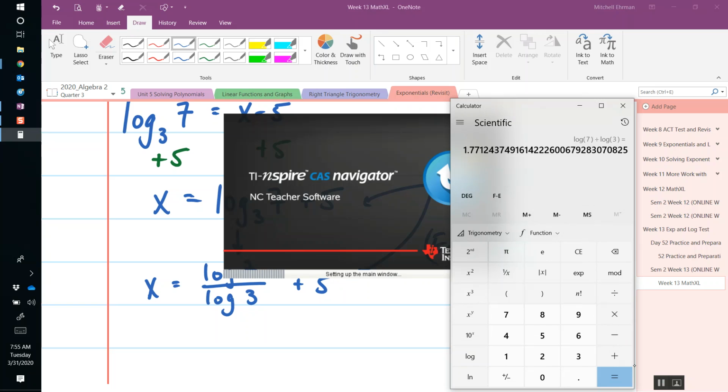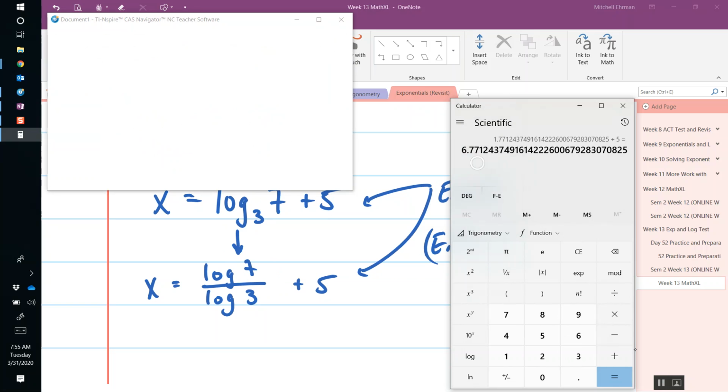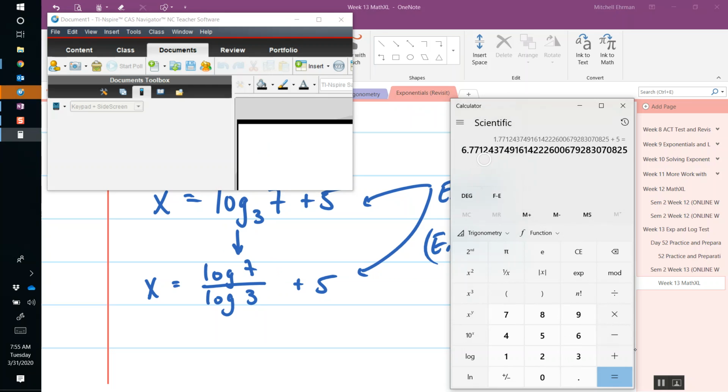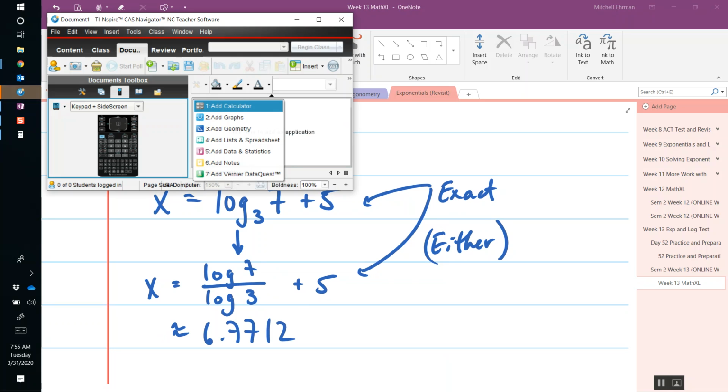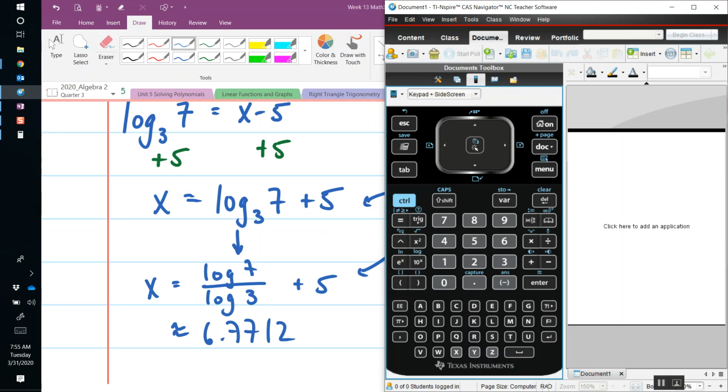I'm leaving these decimals in the calculator so that the calculator retains all of these extra decimals before we complete the problem. Now when I add 5 to it, it looks like 6.7712 is the result. So x is approximately 6.7712.